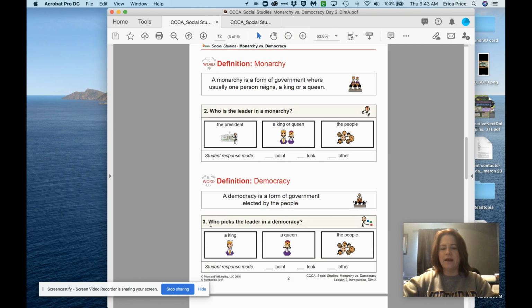So if we come back and look at question number 3, who picks the leader in a democracy? Is it a king, a queen, or the people? You're right. It's the people. That's what we said just a moment ago, that a democracy is a form of government elected by the people, right here. So number 3, you should have written down the word people.